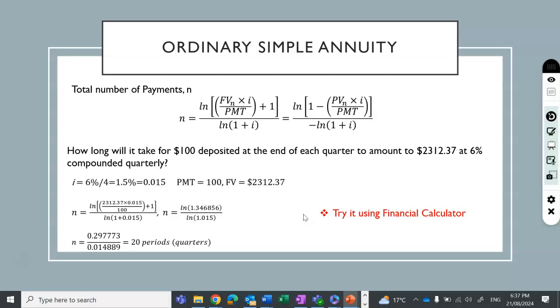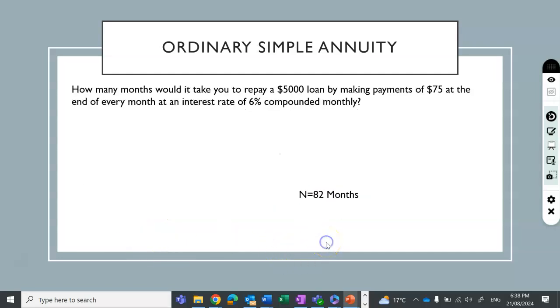You can also try it using the calculator the same way. You will enter the PMT as 100, which is plus minus 100, I as 6%, then present value as 0, future value as 2312.37, and then compute N. So it will give you the N value. You need to always round up the N value. Round to the nearest integer, the next integer.